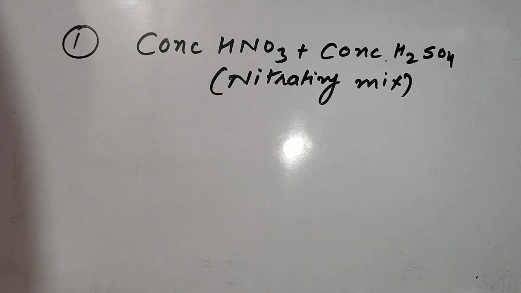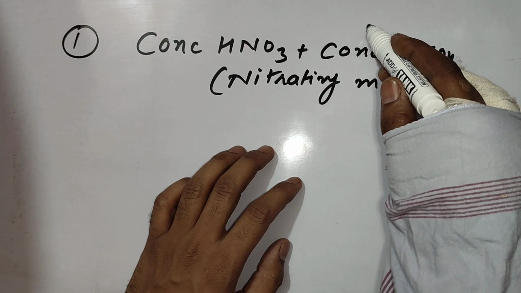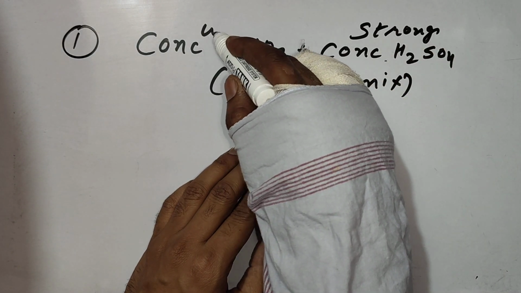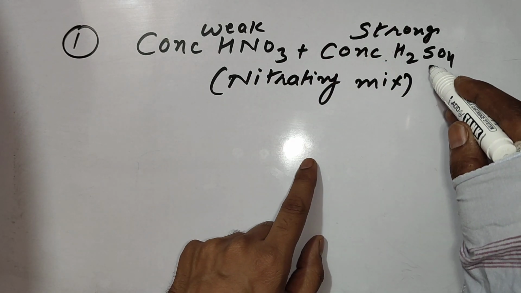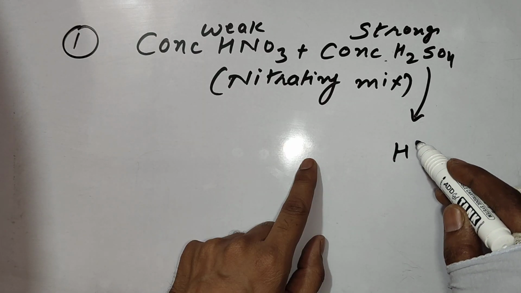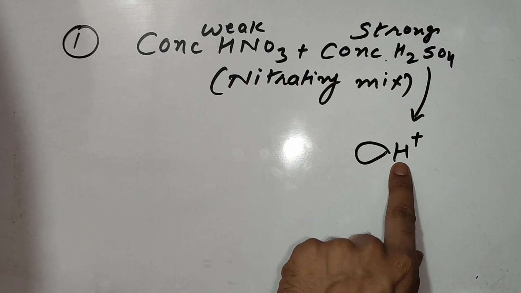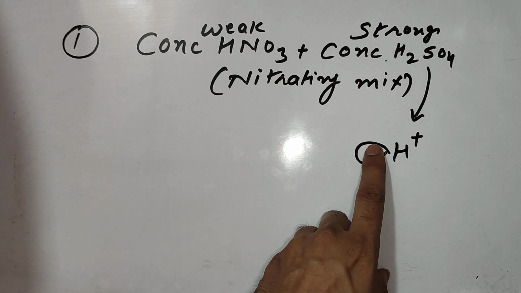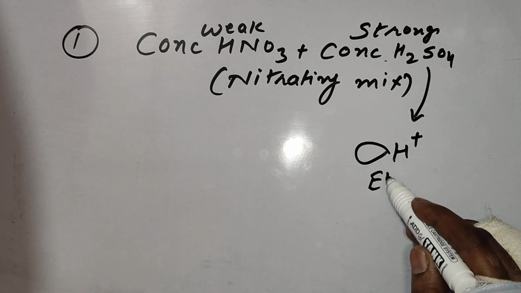The very first, the mixture of concentrated nitric acid and concentrated sulfuric acid. Out of nitric acid and sulfuric acid, sulfuric acid is strong and nitric acid is weak. So strong acid will provide us H positive ions. You know what are acids, which provide us H positive ion. What are H positive ions? They are known as hydronium ions, in which hydrogen has a vacant orbital, one electron is not there, so carrying a positive charge. These hydronium ions are working as an electrophile.